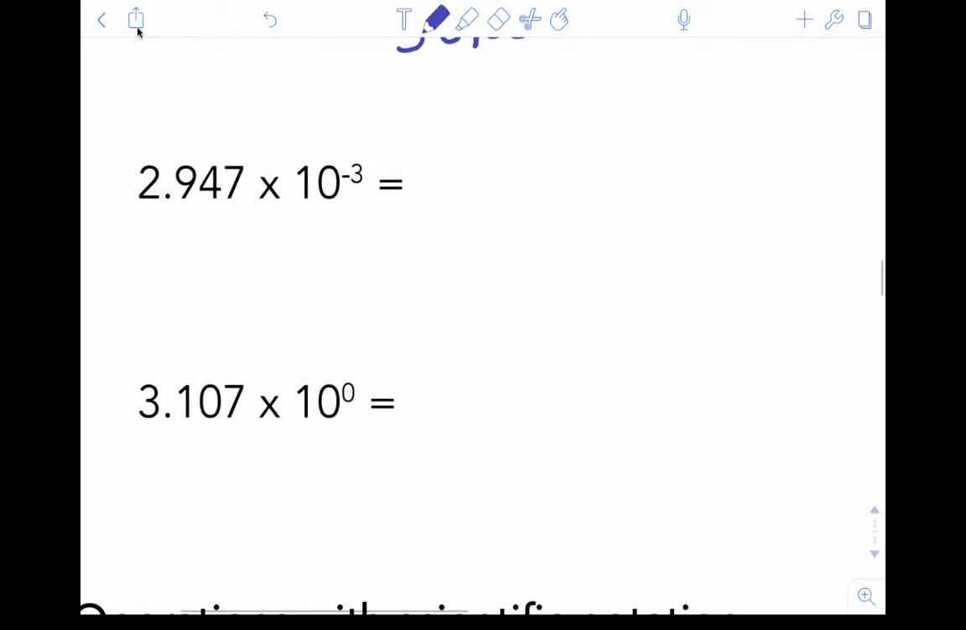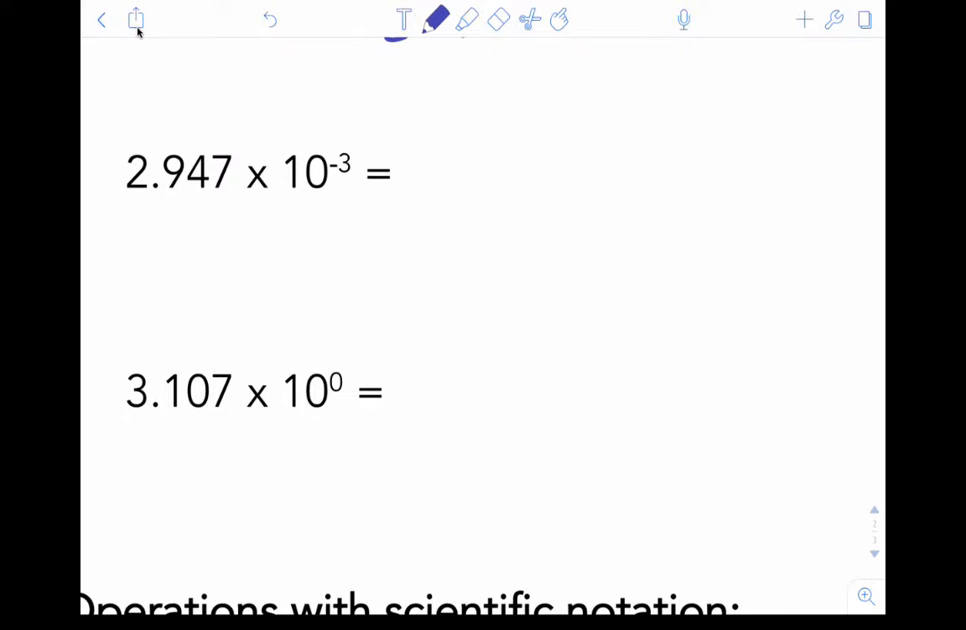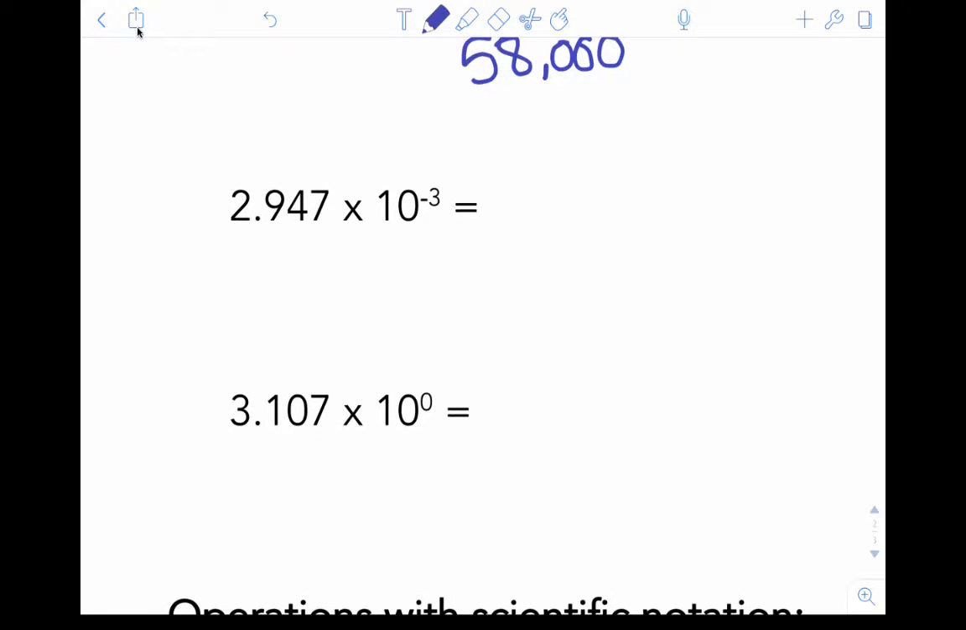2.947 times 10 to the negative 3rd. So my exponent is 3, so I'm moving my decimal point 3 spaces, but this one's negative, so I'm creating a smaller number, which means I'm moving my decimal point to the left. So I'm going to look to the left of my decimal, and there's 1 number, which means that there's going to be 2 more zeros between that number and my decimal point, because 3 minus 1 is 2. So this one I can put my decimal, my 2 zeros, and then fill in the rest of my numbers.